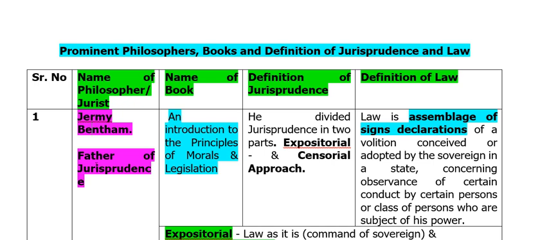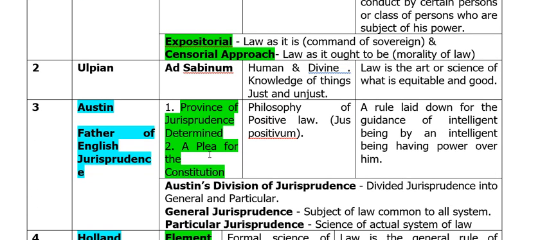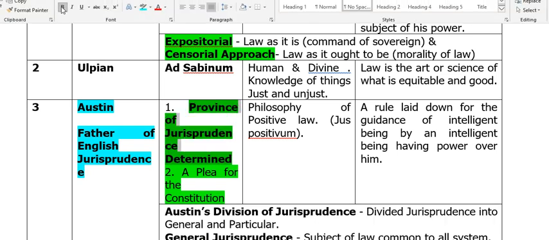Jeremy Bentham is there. He is regarded as the father of jurisprudence, and his book is An Introduction to the Principles of Morals and Legislation. Then Ulpian's book is there. It is Ad Sabinum. Austin is regarded as the father of English jurisprudence. His book is The Province of Jurisprudence Determined. This is important. It can be asked.